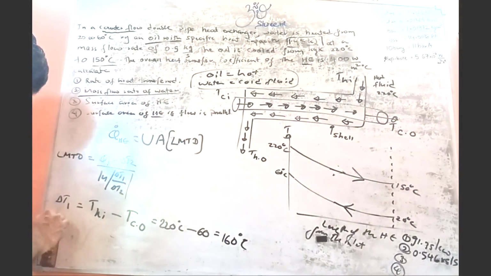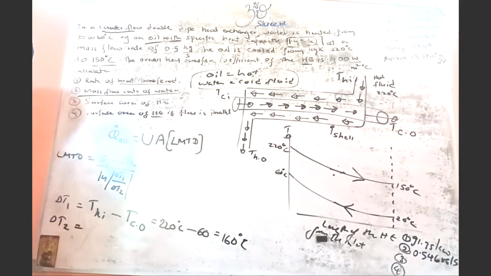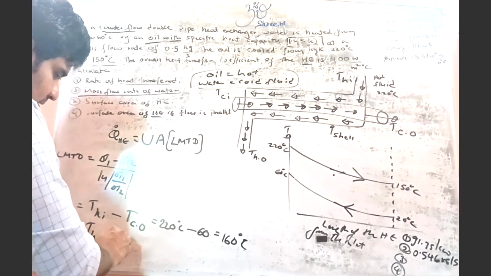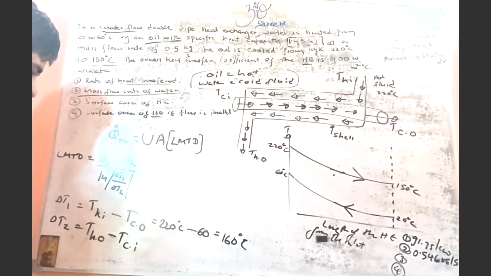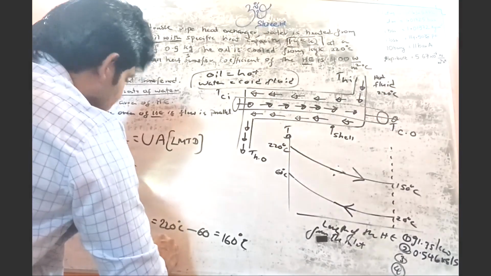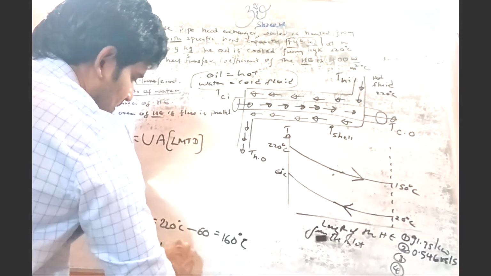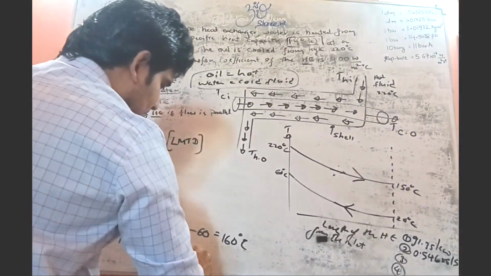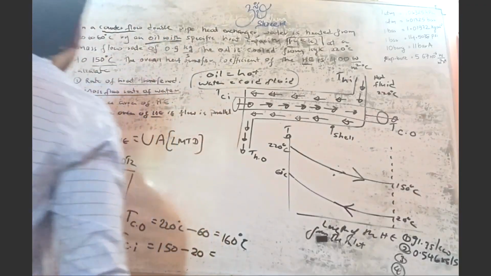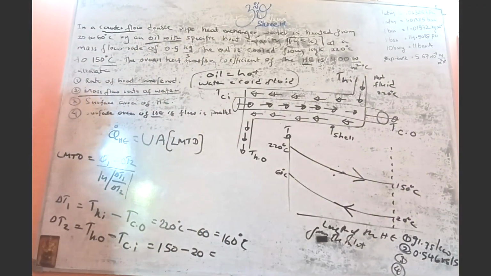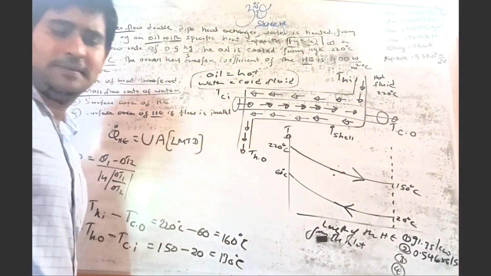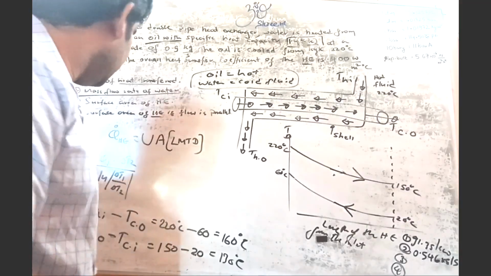What is delta T2? T hot fluid outlet temperature minus T cold fluid inlet temperature. The hot fluid outlet temperature is 150, minus the cold fluid inlet temperature, that is 20. So 130 degrees Celsius, right? And I hope that part is clear.